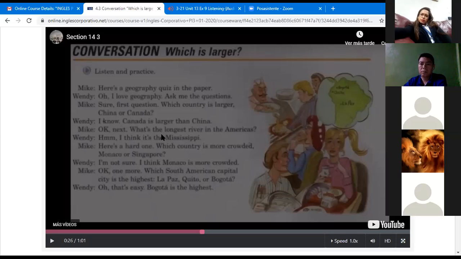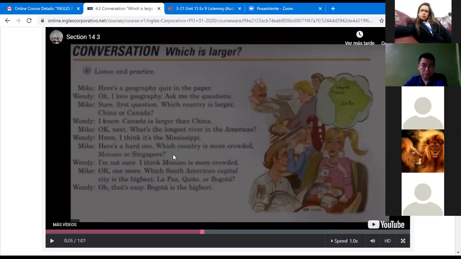Which is the longest river in America? I think it's the Mississippi, okay? Let's say, for example, the highest mountain in the world? The Everest. The highest mountain, no comparison. Okay, you say highest. Good. Here's a difficult one. Which country is more crowded? Two countries, Monaco or Singapore?